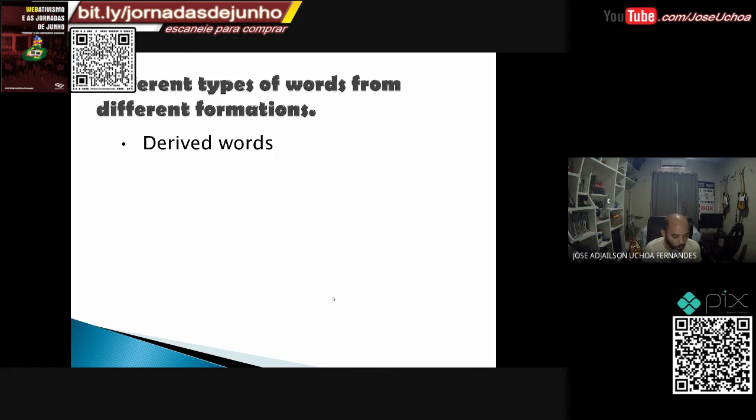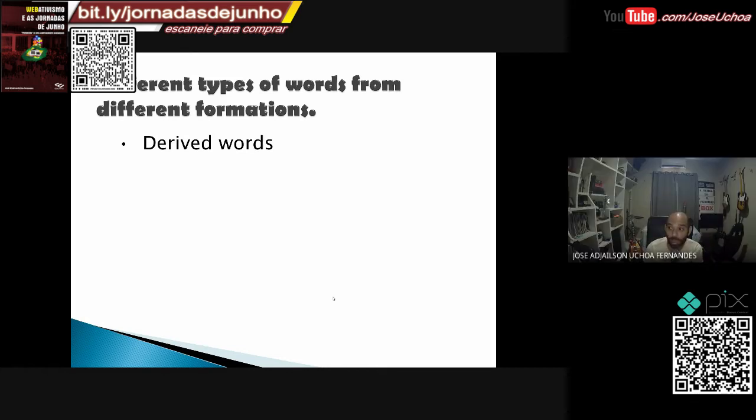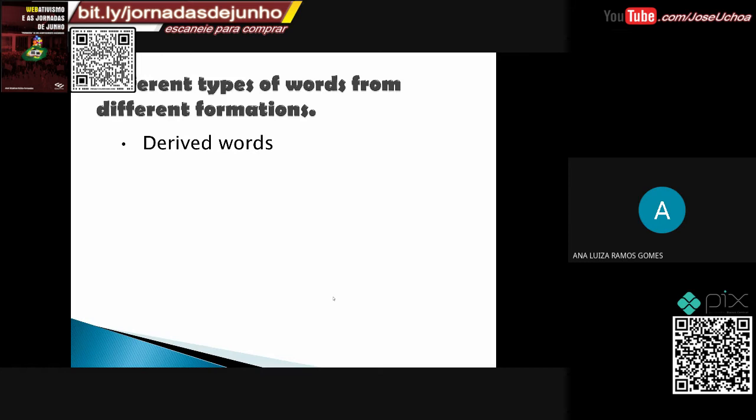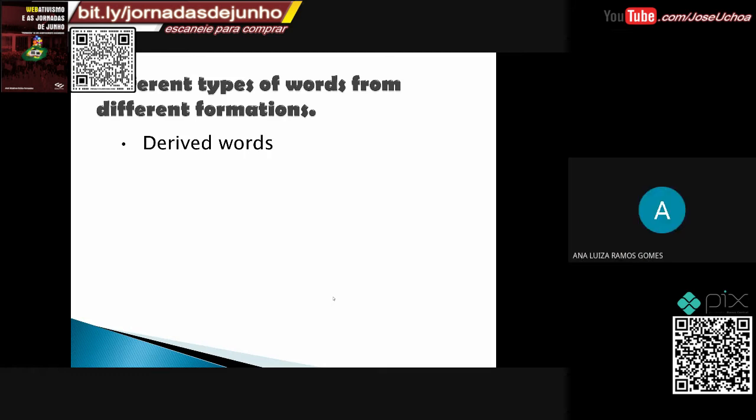O sufixo -inho do português: balde, baldinho, copo, copinho, menino, menininho. Isso é derivacional ou inflexional? Derivacional. Inflexão é que não mudava a classe. Ah, você está falando da classificação partindo do inglês. Mas em português, a derivação seria adicionar esse sufixo, uma derivação sufixal. No inglês muda a classe gramatical, mas no português não.